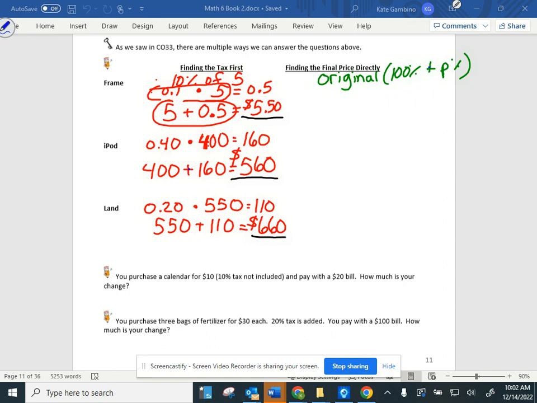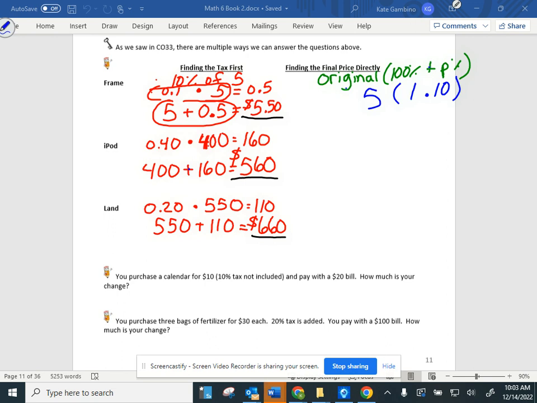Aiden. 0.10. So here, our percentage is 0.10 and we're adding it to 100. So it's 1.10 because we're adding it to 100. So now we have that. That's what we're multiplying by what? What's our original price? 5. So you just do 5 times 1.10.